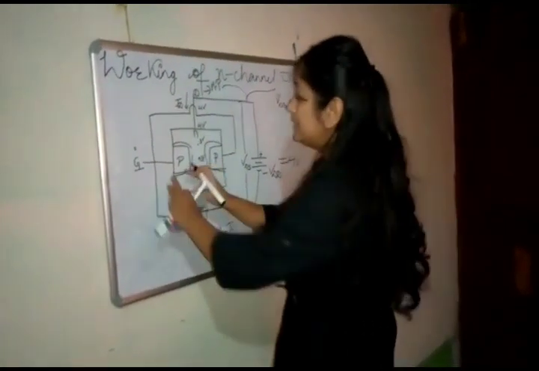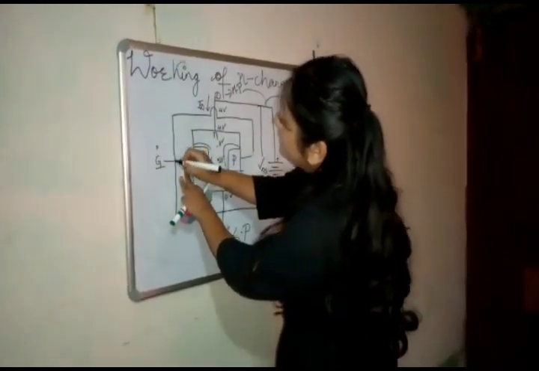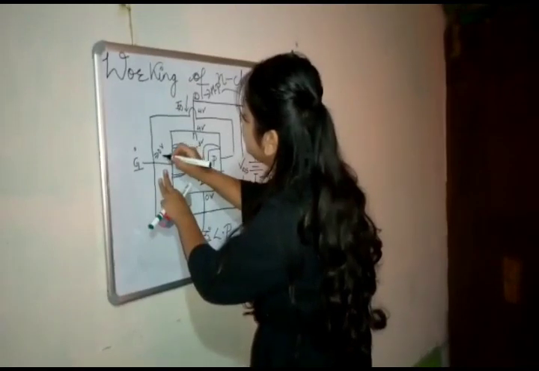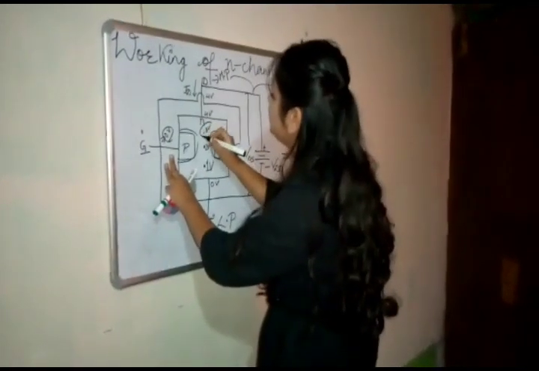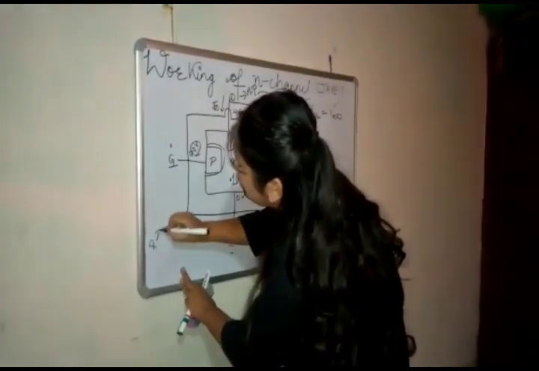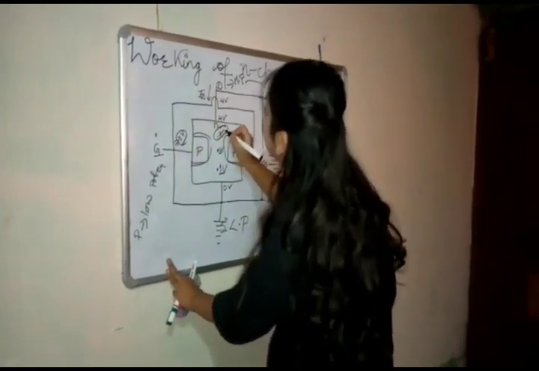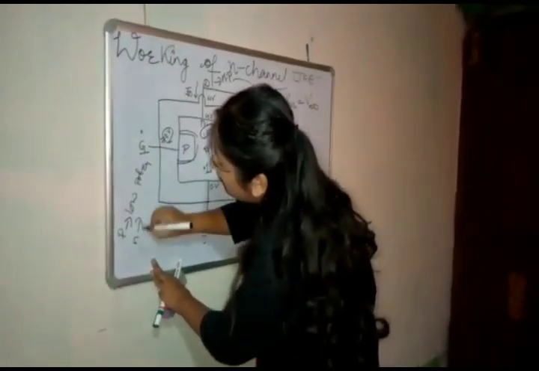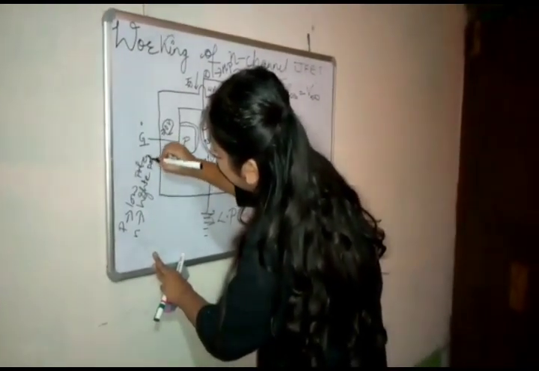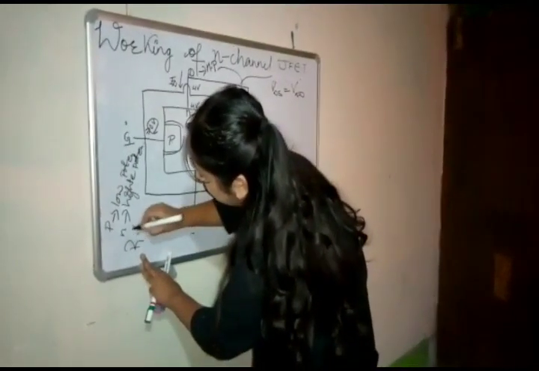So here let us see that this P is connected to the gate. This gate is at 0 volt. So this P is connected to 0 volt and N is connected to 3 volt. Here P is connected to lower potential and N is connected to higher potential. So here we are getting a reverse bias condition.